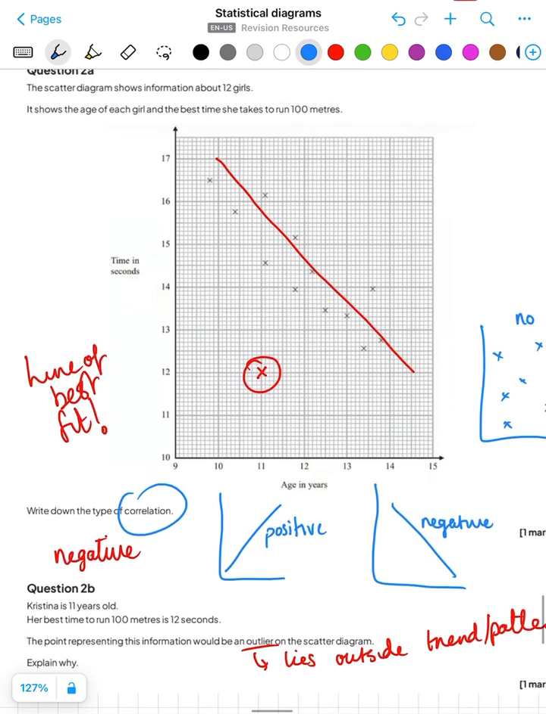If we wanted to find out, for example, the time it might take a 13-year-old girl to run 100 meters, we use our line of best fit, like so.